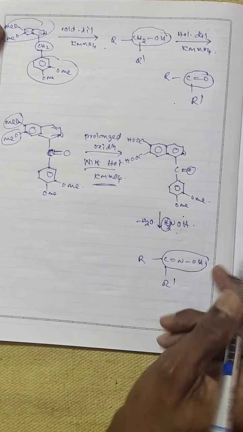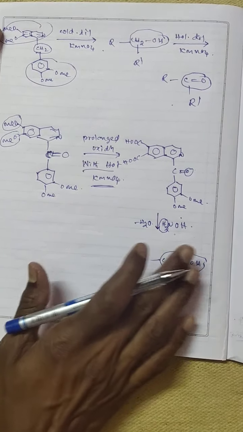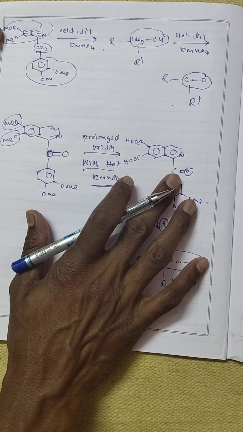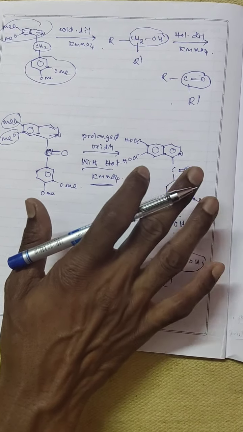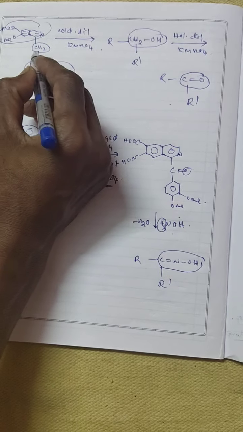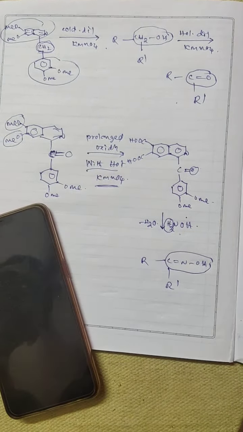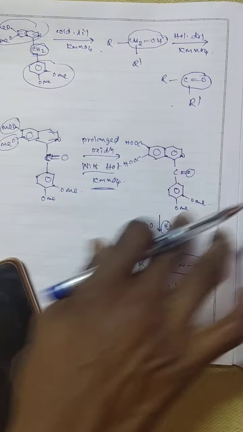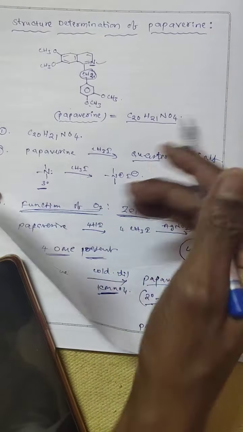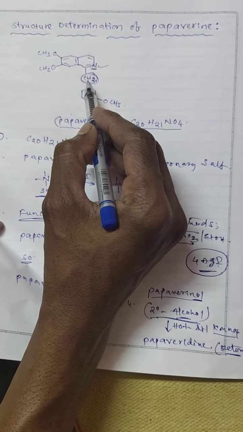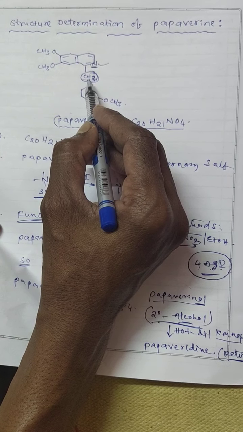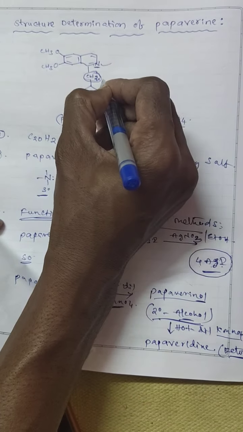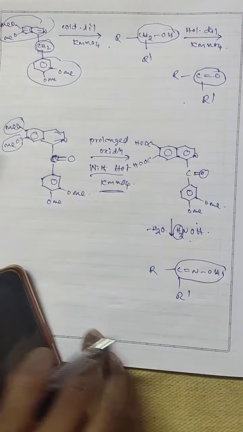So the foregoing reactions lead to the conclusion that papaverine contains a methylene group. Already we know the structure of papaverine. So by all these reactions, what should be confirmed? The methylene group is present. So it is the main point.